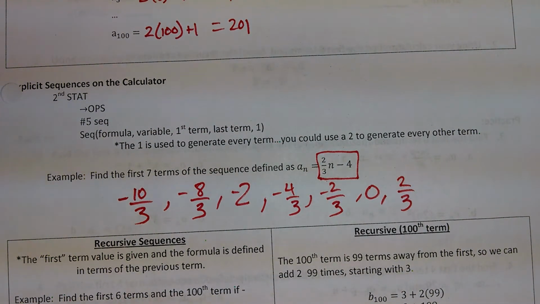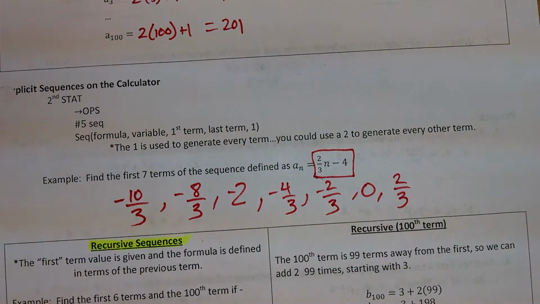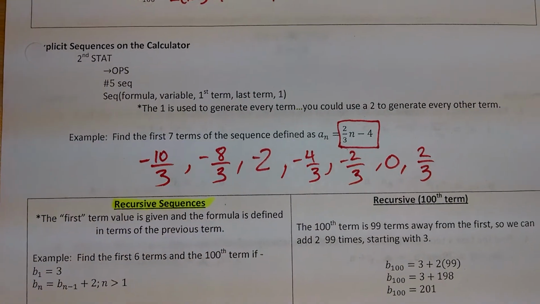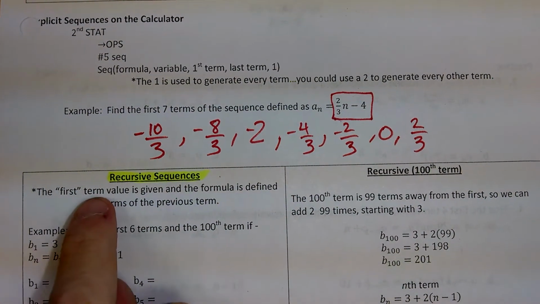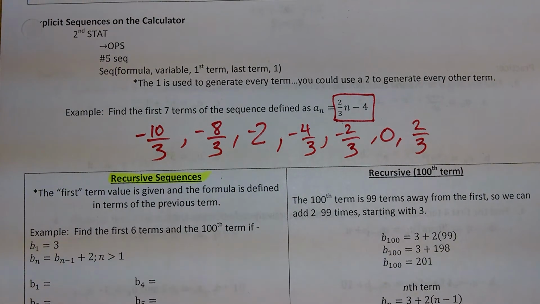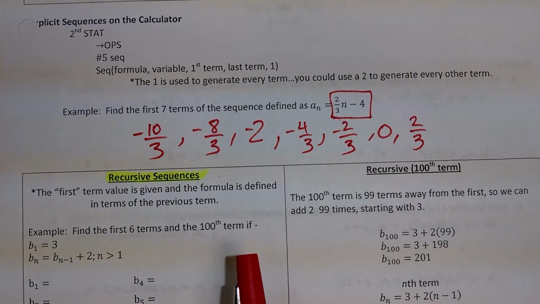Alright, so now let's go to recursive sequences, or recursive forms of sequences. These are a little different than the functions that we've used in the past. The first term is given to us, and then the rest of the terms are defined in terms of the previous term. So for example, we want to find the first 6 terms and the 100th term.